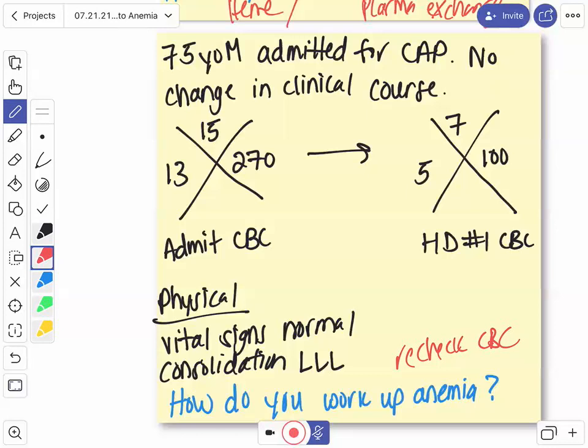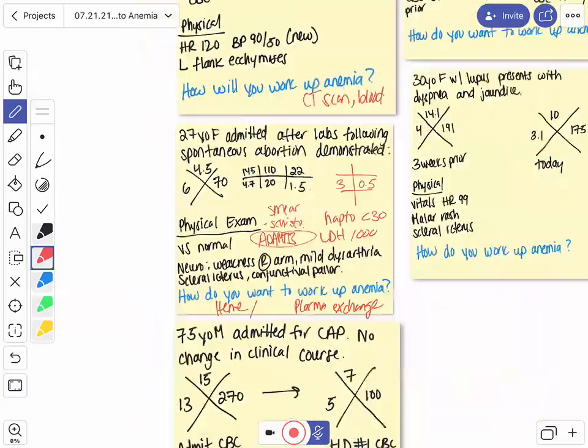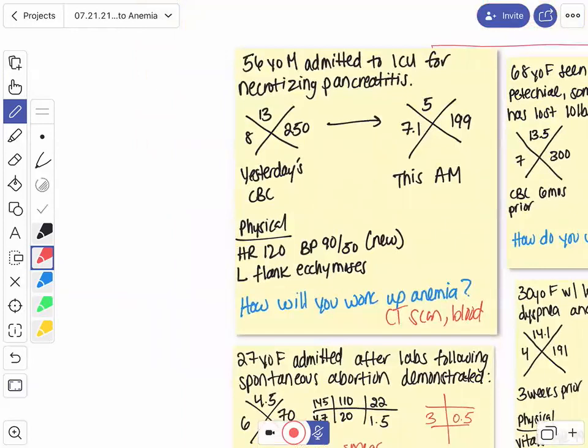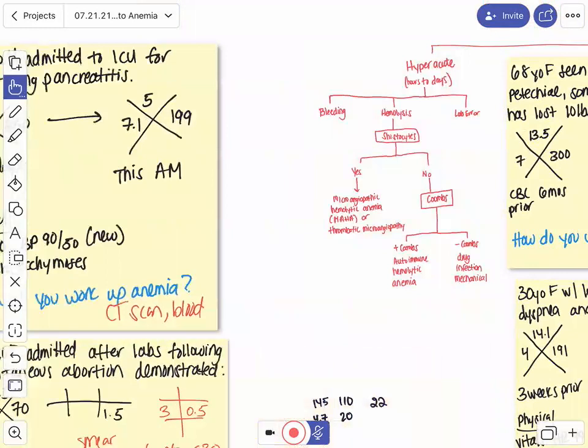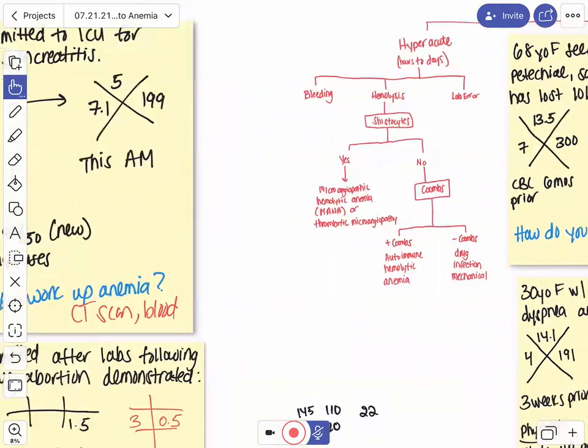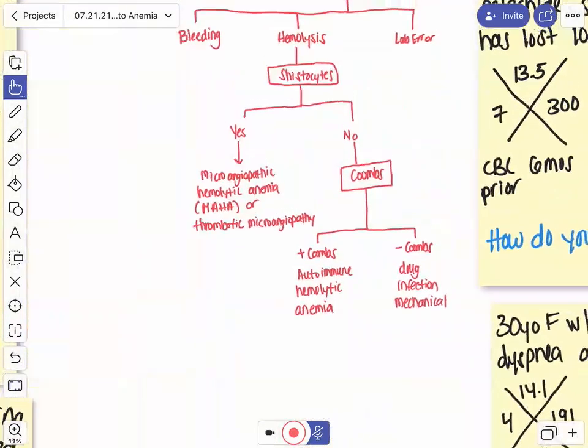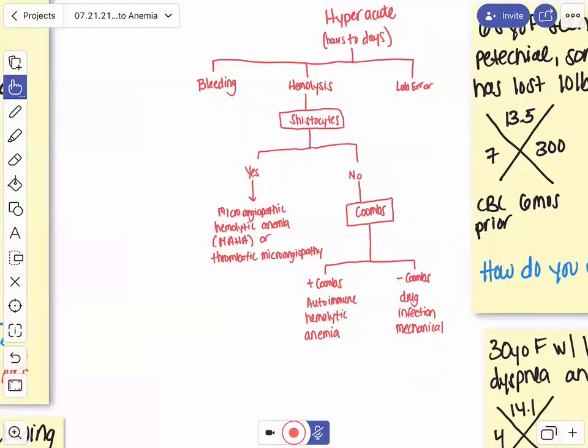Great question. Okay, so we went through these 3 cases, and my hope is that you all now realize that there are only certain things that can cause a hyperacute anemia. So hyperacute meaning hours to days. There are only 3 things. It's going to be bleeding, hemolysis, or some sort of lab or logistical error. So like they draw up a line that is also infusing the patient's bolus or their antibiotics.